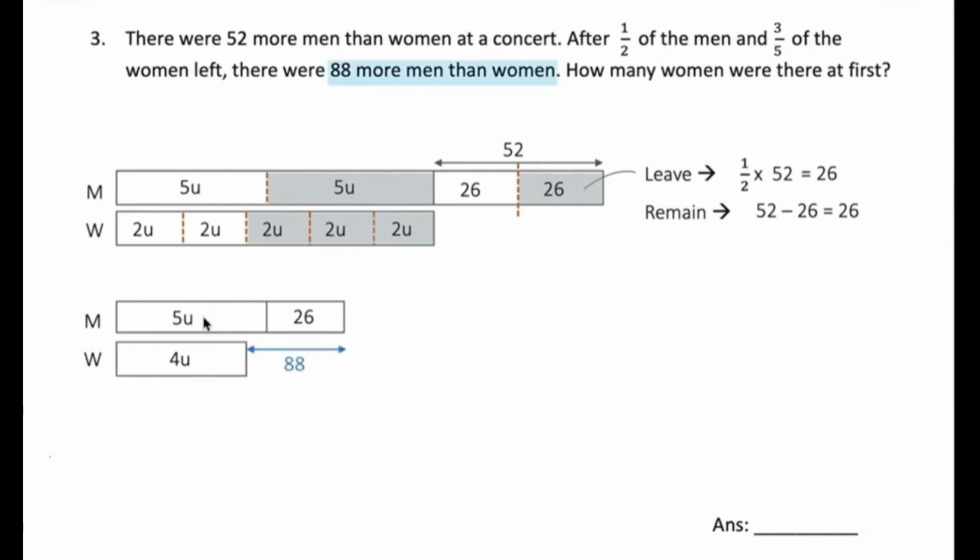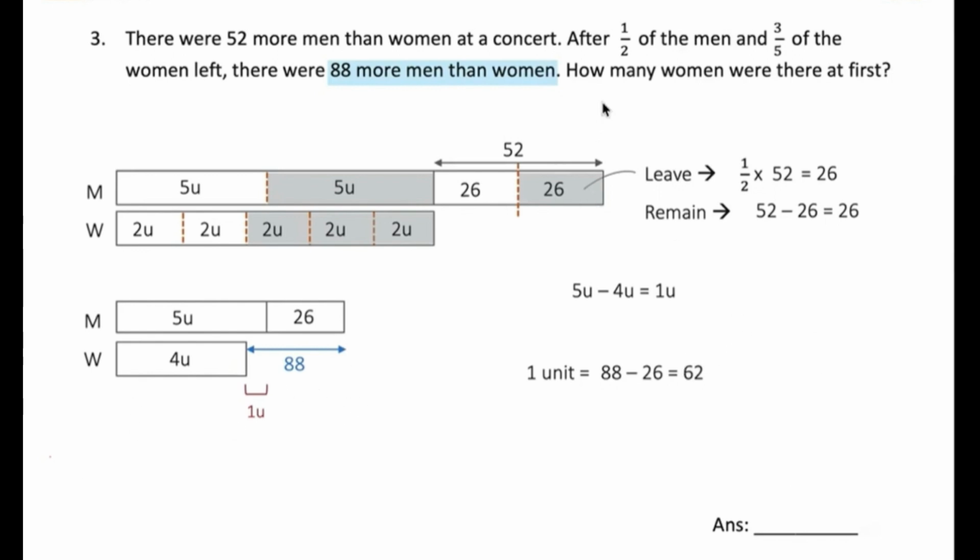Now let's compare. You see, the difference between 5U and 4U is here, okay, this portion, 1U. And 1U, look at the model again, is actually the difference between 88 and 26. So 1U is 62. Any question? Any question? Ashley, you're correct. Okay, so 1U is 62.